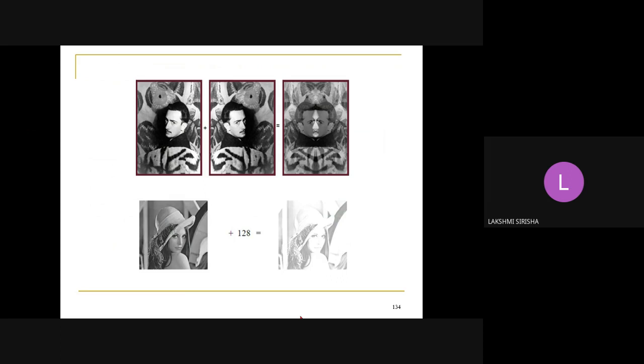It increases and goes towards 255. That means the entire pixels go towards 255, meaning what? White color. It is very near to white color. That means the output image after adding 128 to the image, we get this type of image only.